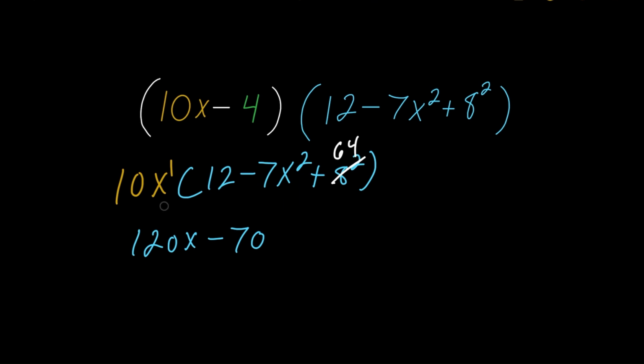So what we do from here is we combine the x bases. So we'd have x, and then we add the exponents. 1 plus 2 equals 3. So we have x to the third power. All right. Now let's go 10x multiplied by 64. And 10x multiplied by 64 is going to be 640x. So plus 640x.